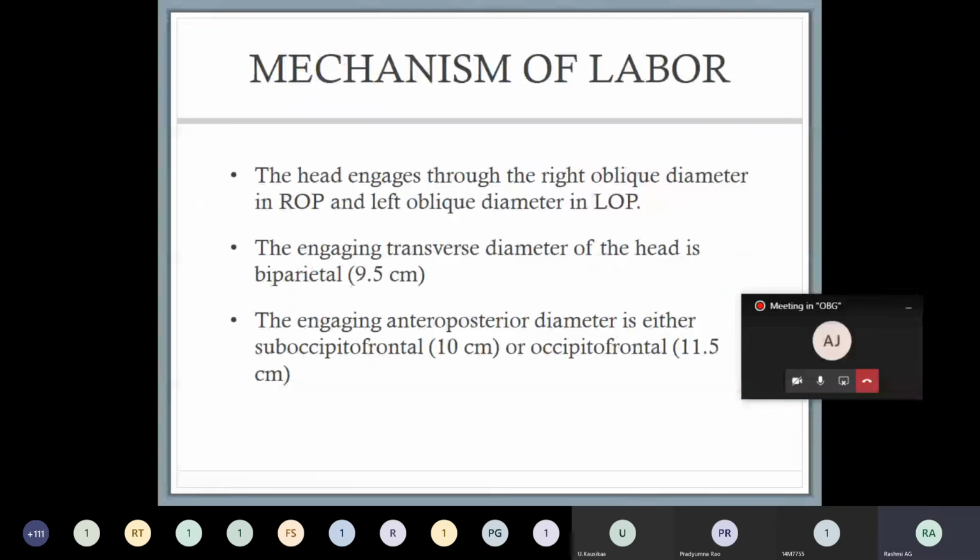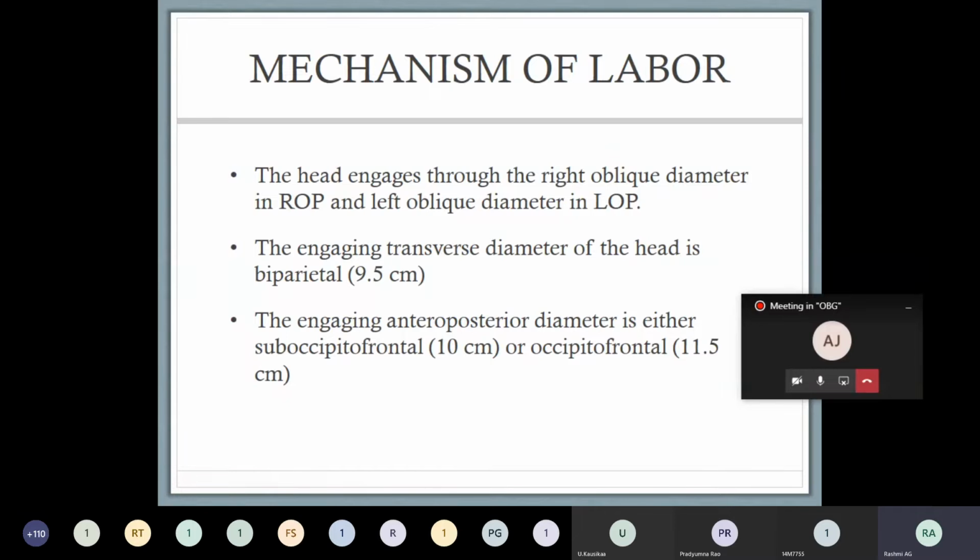So this is the most important question which people will be asked, the mechanism of labor in occipital posterior. Normally the head, in this case, engages in the right oblique diameter in ROP and the left oblique diameter in the LOP. Okay. So the engaging diameter is the biparietal diameter and the occipitofrontal diameter in occipital posterior. So you should know the values of these diameters.